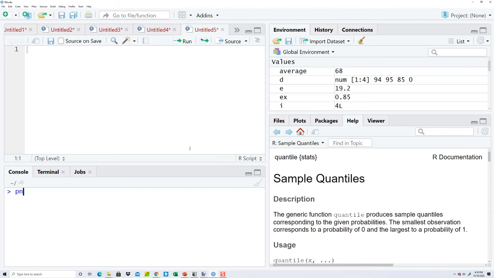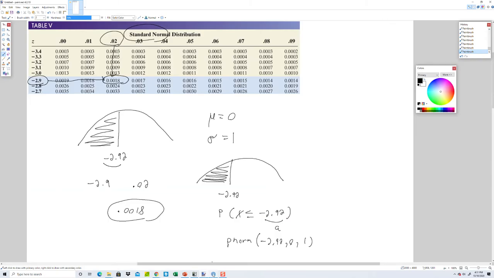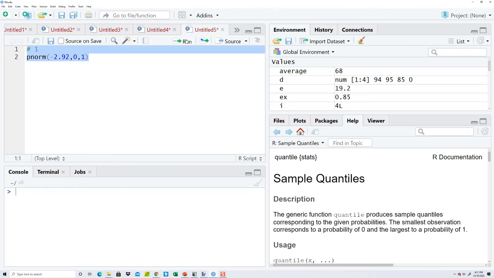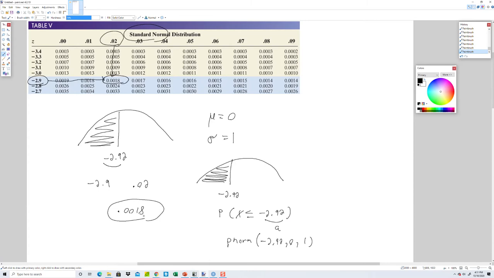Okay, P norm, negative 2.92, and I'll put 0 and 1 just to indicate it. And this is going to be problem number 1. The result is .00175, or rounded to 4 decimal places, 0.0018. So it gives the same value as the table. Okay, so let's look at our next problem.